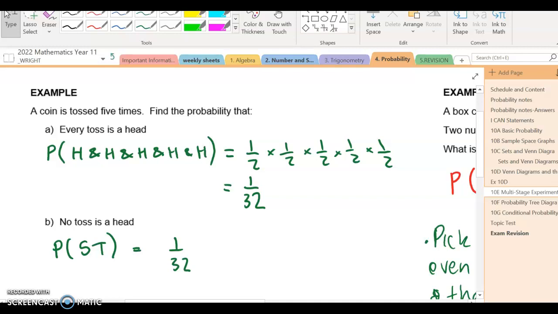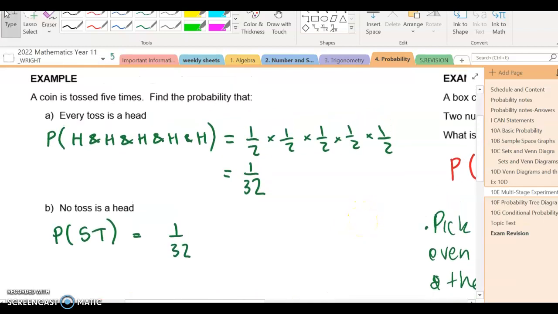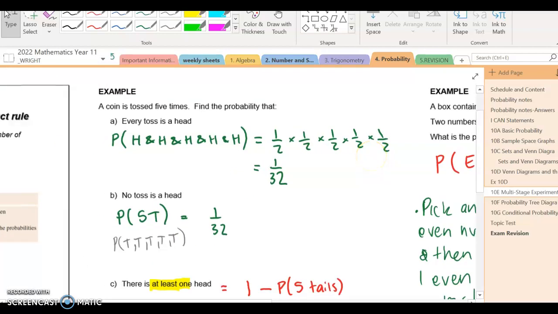We could use that to find part B: find the probability that no toss is a head. If no toss is a head, then we're basically getting 5 tails. So it's the probability of, and I've written 5T there for 5 tails, but it's the same as getting a tail, a tail, a tail, a tail, and a tail. So our answer is going to be the same as the first one. We're going to have a half multiplied together 5 times, so we're going to get 1 over 32.